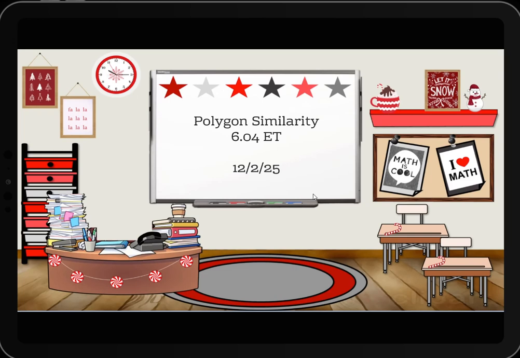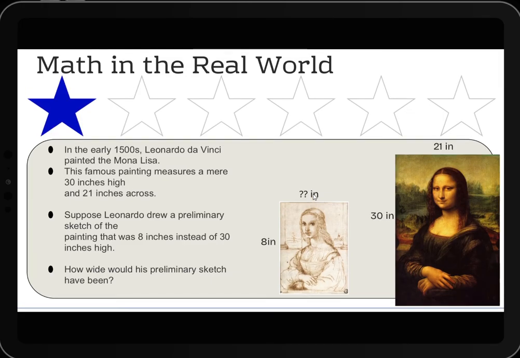Welcome to our 6.04 Polygon Similarity lesson. Here's an application that we can look at that involves something that applies in the real world, which is the possibility that Leonardo da Vinci, who in the early 1500s painted the Mona Lisa, may have used a preliminary sketch that was a scaled down version of the actual painting itself.